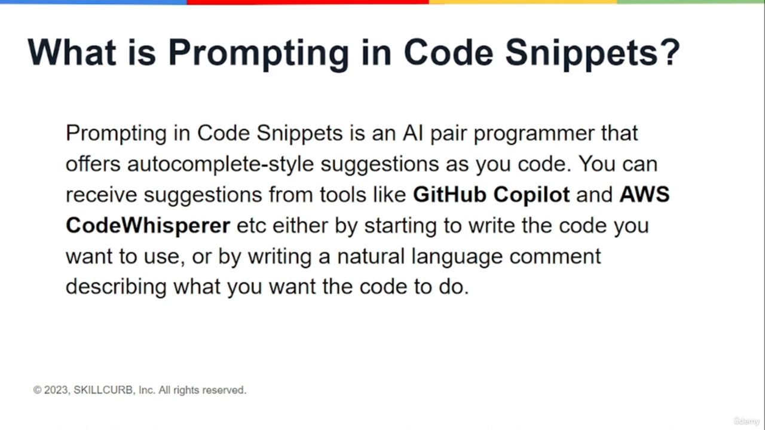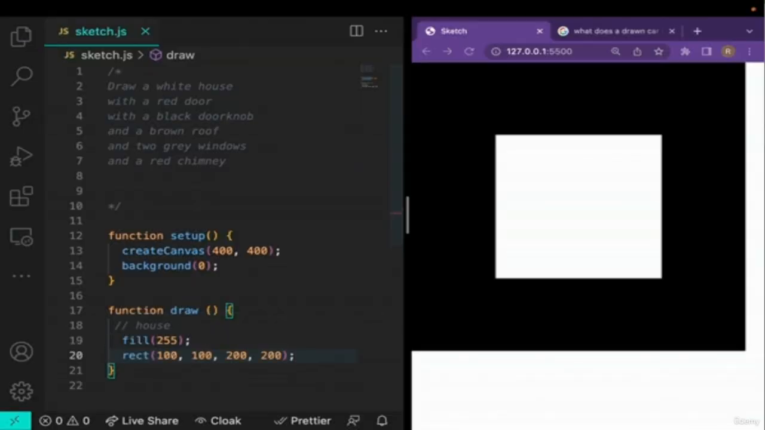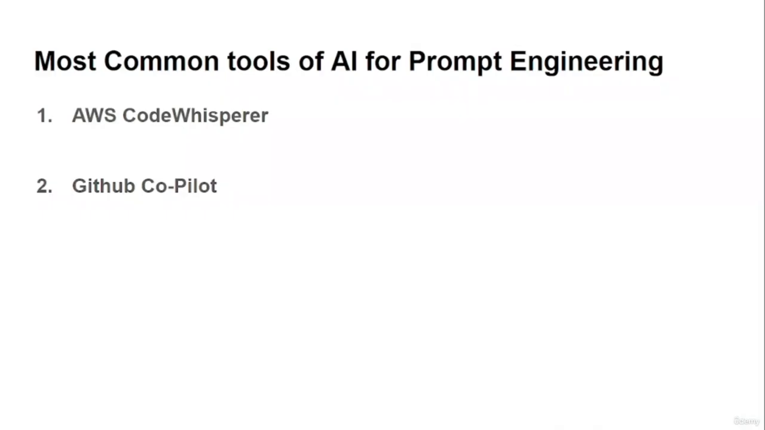So if you want to use AI in your code snippets, or you want AI to help you in your coding, the best way is to integrate AI tools such as GitHub Copilot or AWS Code Whisper into your IDEs, and that will work like a charm. Moving forward, these are the most common AI tools for prompt engineering, which I just told you: AWS Code Whisper and GitHub Copilot.